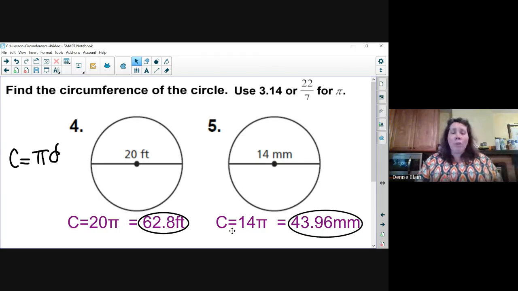So we've looked at solving for circumference using both radius and using diameter. You've looked at both equations, and you've also looked at the equations for finding diameter and finding radius.